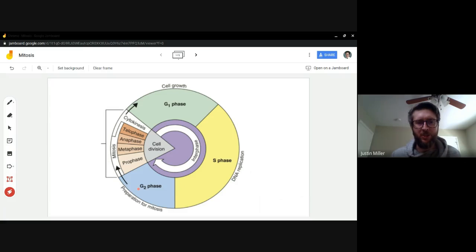And then it goes into the G2 phase, which is just preparing for mitosis. All three of these, G1, S, and G2, are all collectively known as interphase. And when the cell is not in interphase, that means that it is in mitosis, which is what we're going to focus on today. So let's get into that.